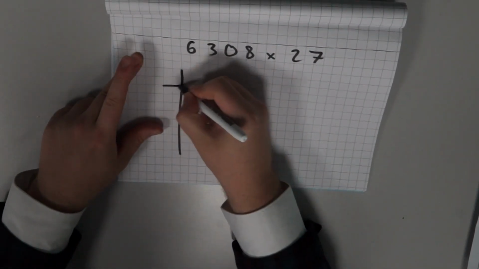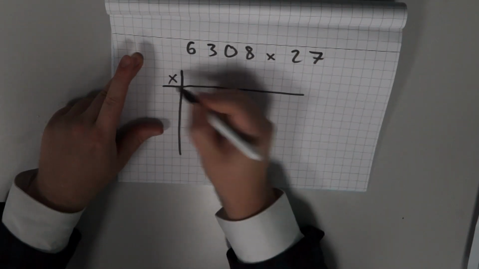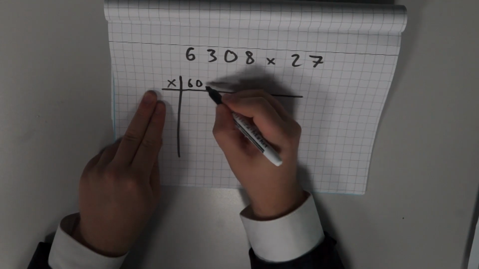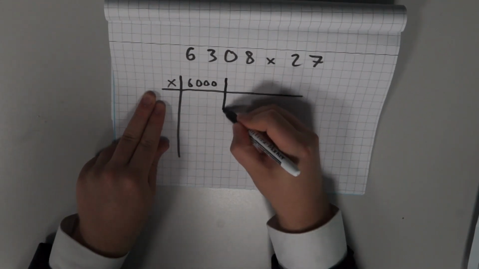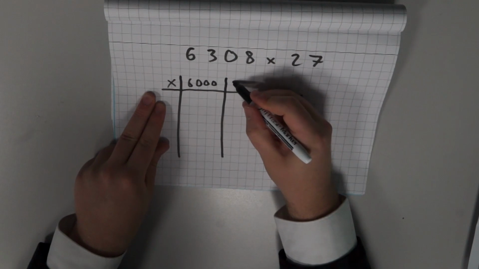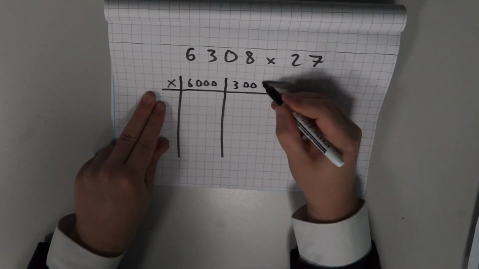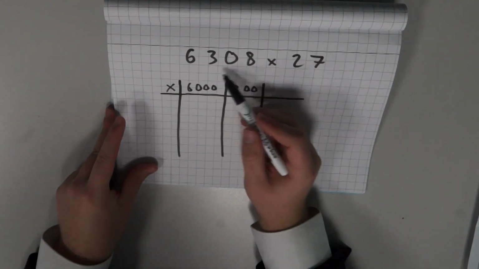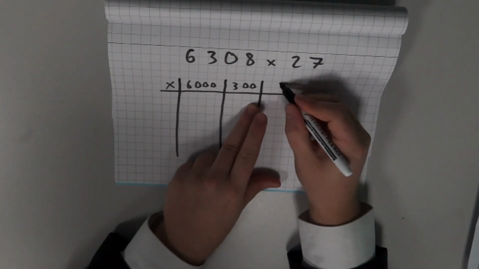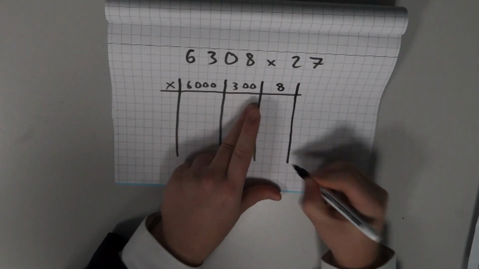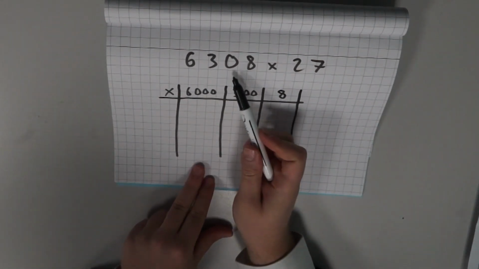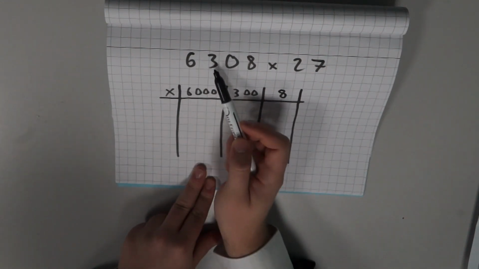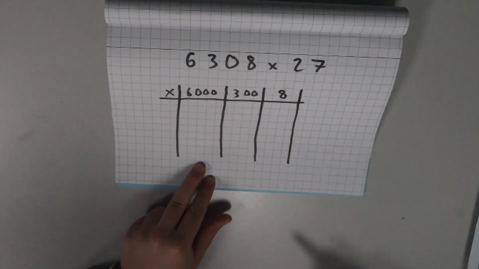I can draw my grid first like that. So I need a column for 6,000. So I'm going to write in 6,000 first. You can do your columns after, that's fine. A column for 300. And then in my tens, I've got no tens, so I don't need a column for that. I can go straight to the 8s and have a column for 8. Okay, just to say that again, I don't need a column for the 10s because I have no 10s, so I've got a column for 6,000, column for 300, column for 8.